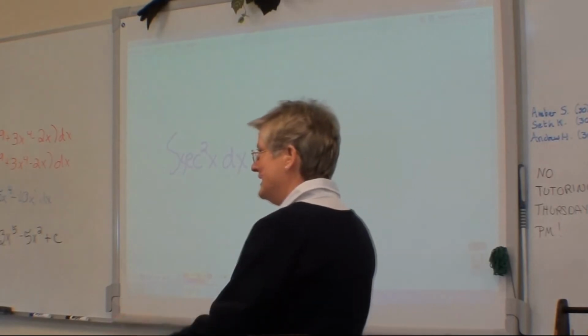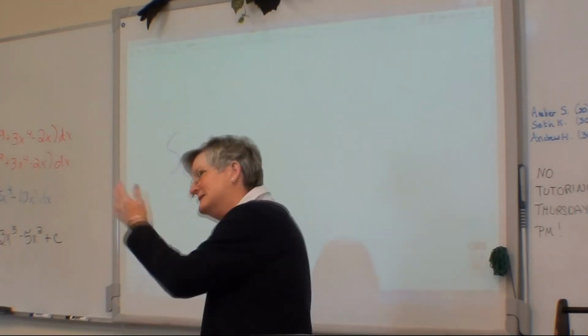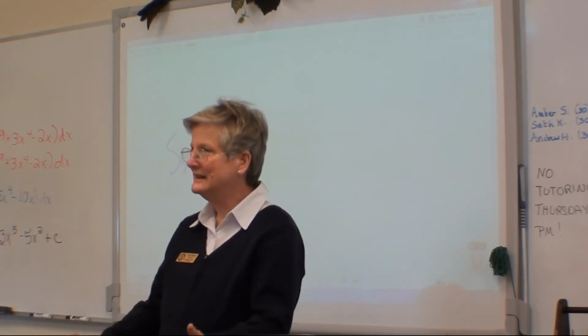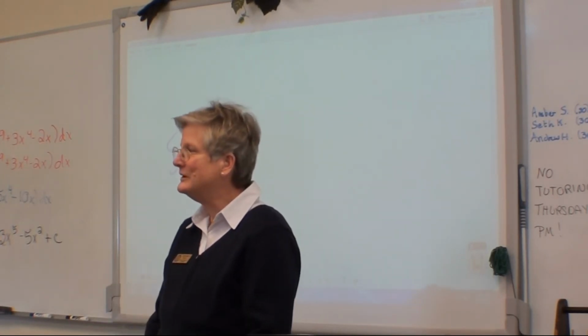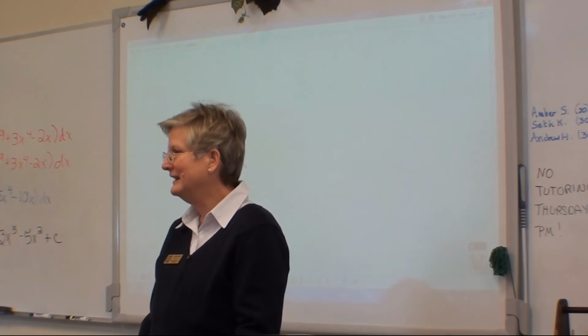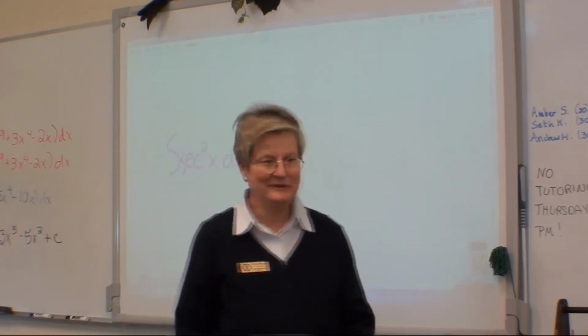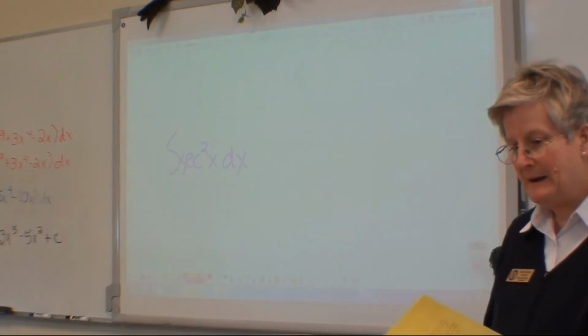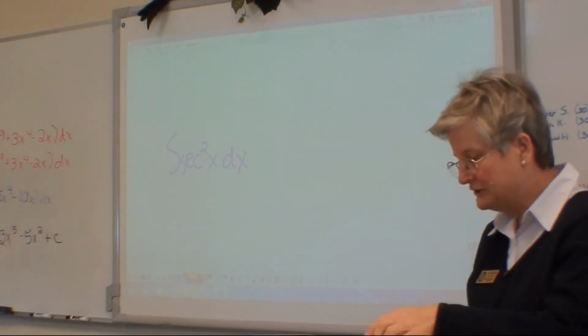What is the derivative of tan x? Secant squared x. So what is the antiderivative of secant squared x? Tan x plus c. Are we going to have to get these derivatives back in our brain? Yes, we are. We're going to have to get these derivatives back in our brain because we're going to have to be able to do these. Look at your worksheet.